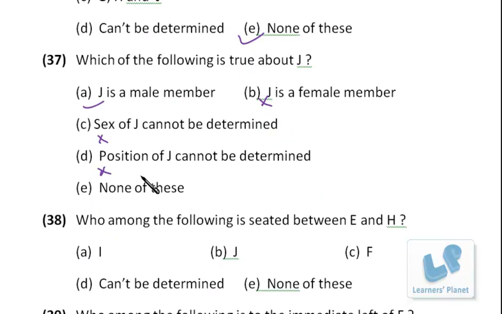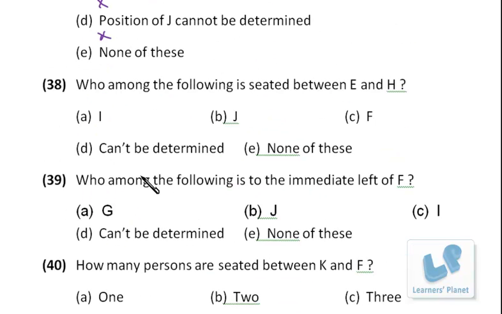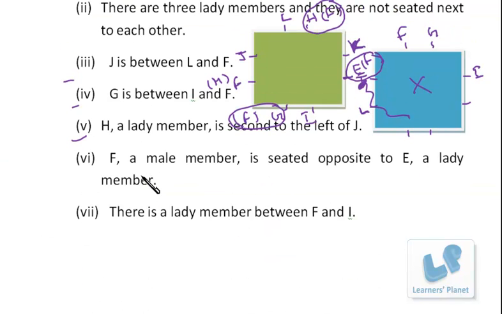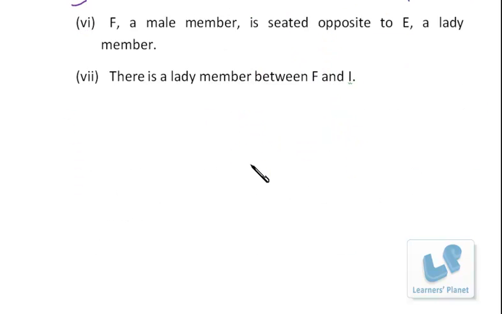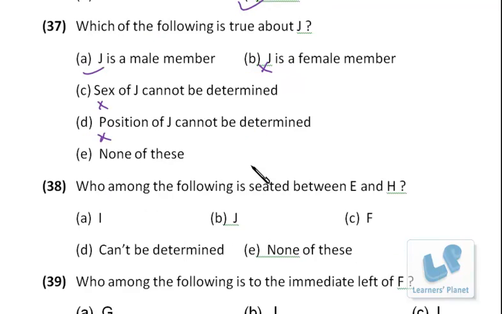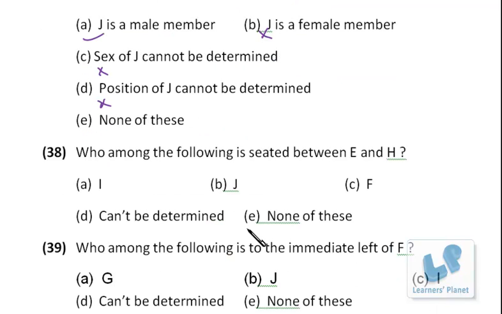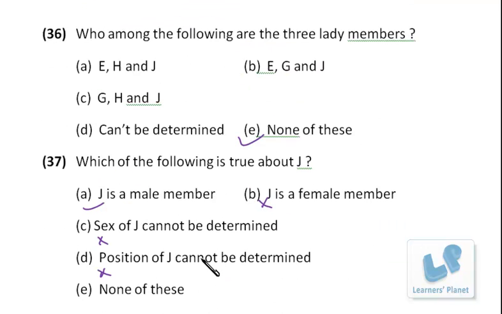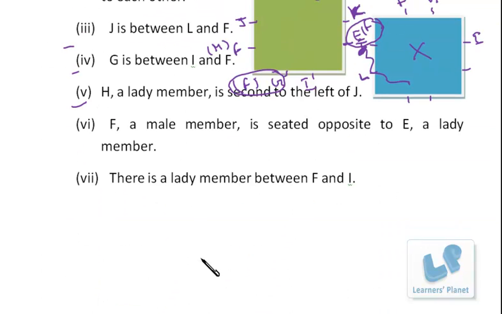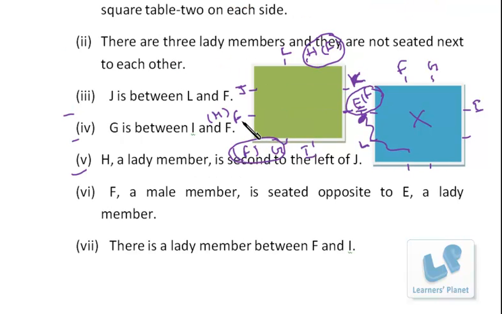Right. Now the next question is, who among the following is seated between E and H? E is here and H is here, so here that is K, right? So it's none of these because K is not there. Now, who among the following is to the immediate left of F? Immediate left of F is J, right?